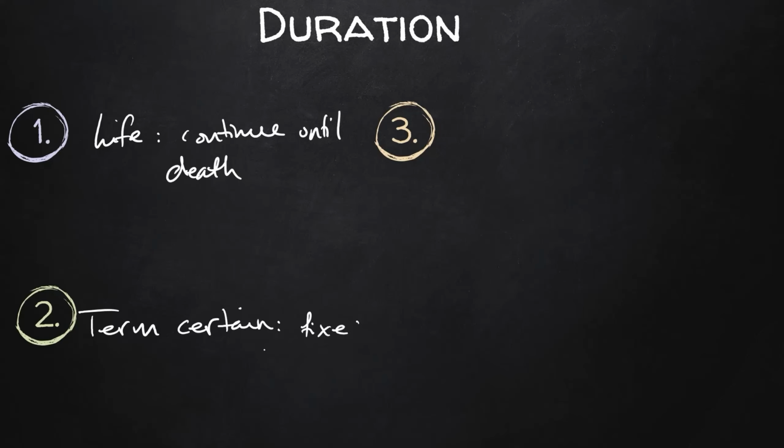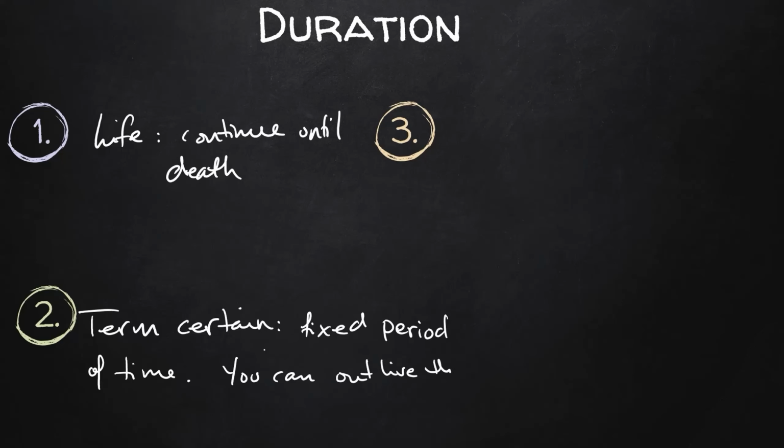The second is a term certain annuity, and a term certain annuity is set up for a fixed period of time, and during that period the money is paid out as income. And so you can possibly outlive the amount of money that you have or the term that you've set up in a term certain annuity. So it is important to remember that that's sort of a temporary annuity, what you're setting up. It's not for your life. There is an end date to that.